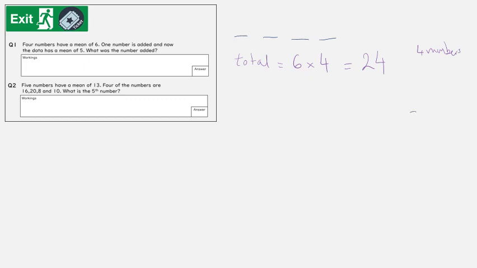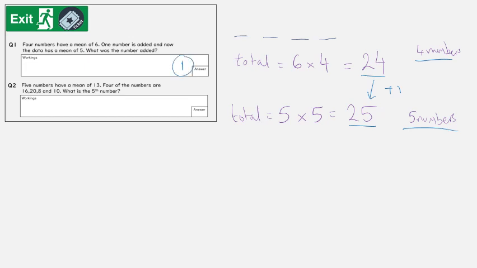Another number was added, so we now have 5 numbers, and the mean is now 5. So we can work out the total because the mean is 5, and we've got to times that by the number of numbers there were, and that gives me 25. So when I had 4 numbers, the total was 24. We added a number, and it became 25. So the number that must have been added was 1. So the answer to the first one was 1.